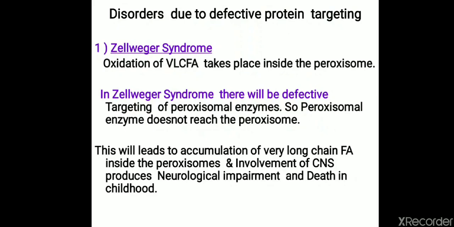In Zellweger syndrome, this peroxisomal enzyme does not reach the peroxisome due to a protein targeting defect. As a result, there will be defective oxidation of very long chain fatty acids inside the peroxisome. So they accumulate within the peroxisome, and later this leads to involvement of neuronal cells and produces neurodegenerative changes, and that condition is known as Zellweger syndrome.